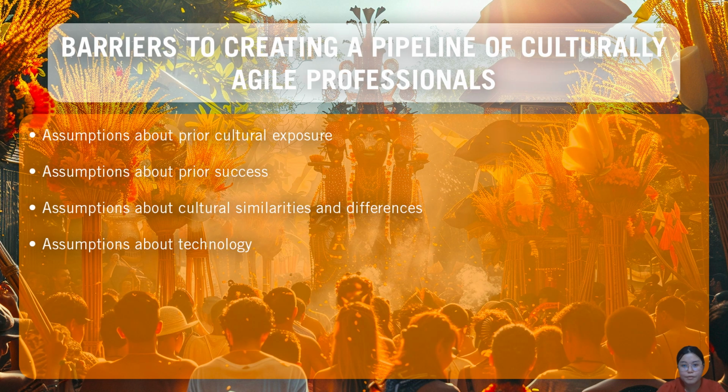There are several barriers to creating a pipeline of culturally agile professionals. The four greatest barriers are: first, assumptions about prior cultural exposure; second, assumptions about prior success; third, assumptions about cultural similarities and differences; and fourth, assumptions about technology. I will explain all of these.